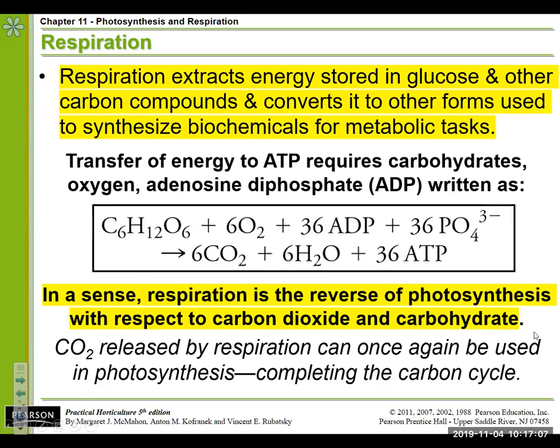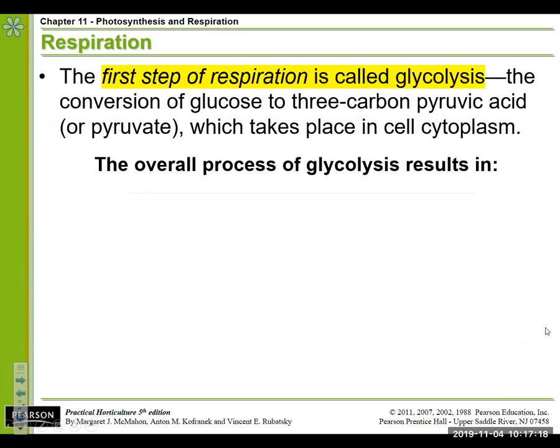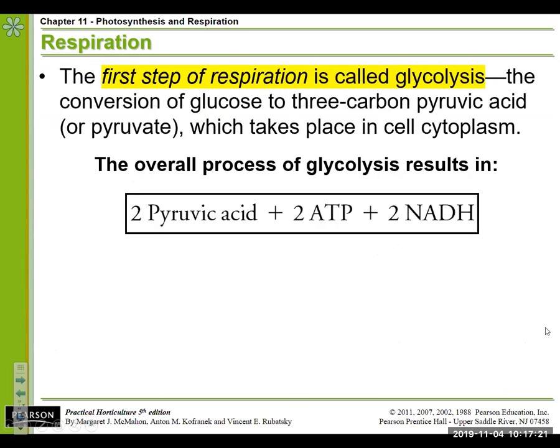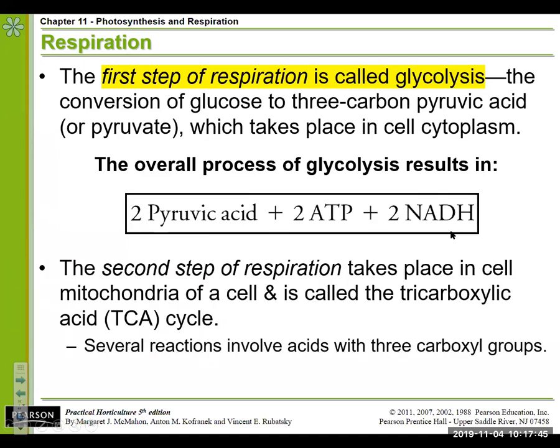And releasing that CO2 through respiration can then be used in photosynthesis, which completes the plant's carbon cycle. It's part of it. The first step of respiration itself is glycolysis, which is the conversion of glucose into pyruvate, which takes place in the cell's cytoplasm itself. So we have two pyruvic acid molecules here, pyruvate plus ATP and NADH, which are oxidizing and reducing those molecules and transferring those electrons.